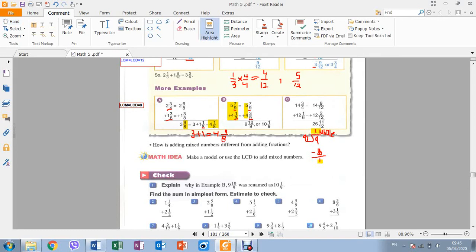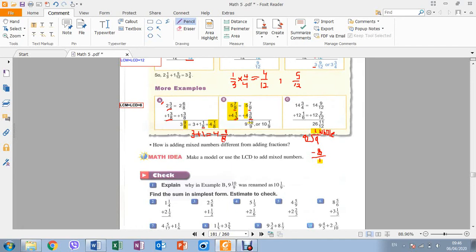Look at this fraction and this one. 10 is greater than 9. At that time, when the numerator is greater than 9, like the first example, we need to divide 10 by 9. Then we have a whole number. 1 plus 9 is 10. The remainder is 1, 1 over 9.